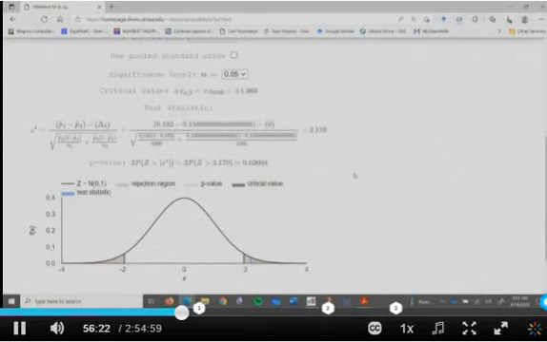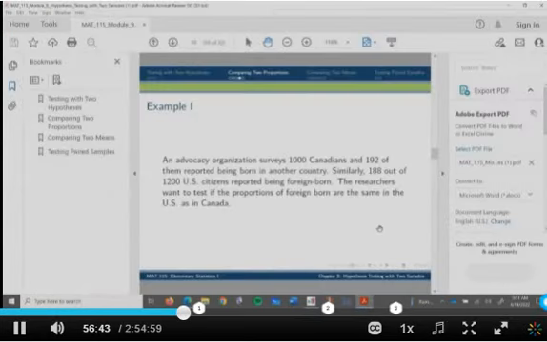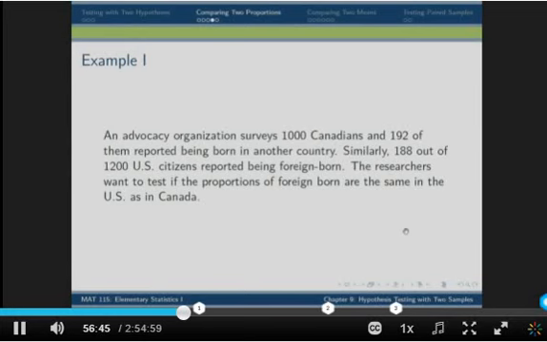So that's what I would expect. A p-value of 0.03 gives me enough evidence to reject the null hypothesis. Okay, questions about that example? Well, let's do one more.